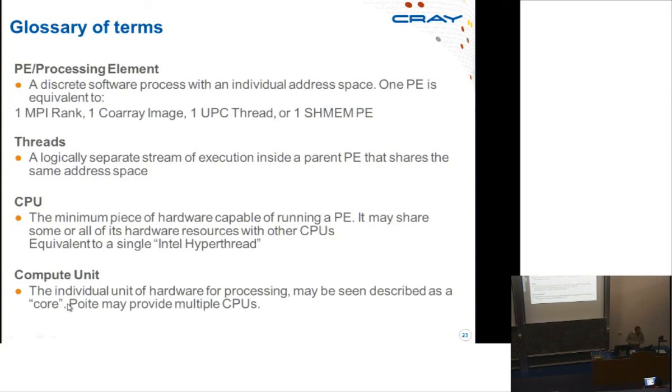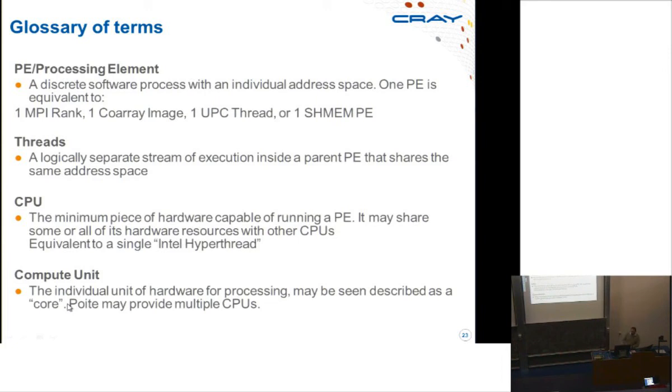So I've started including this particular slide just to sort of clear things up. Cray has its own terminology, which it uses consistently throughout its documentation, which may differ from other people's interpretations of various terms. So the important term is always PE, or processing element. People may think of this as an MPI rank, or maybe a co-array image, UPC thread, or SHMEM PE. So this is the software process which has its own individual address space.